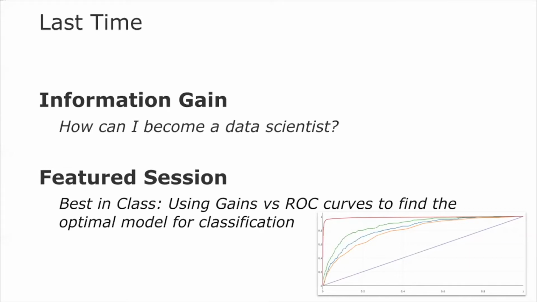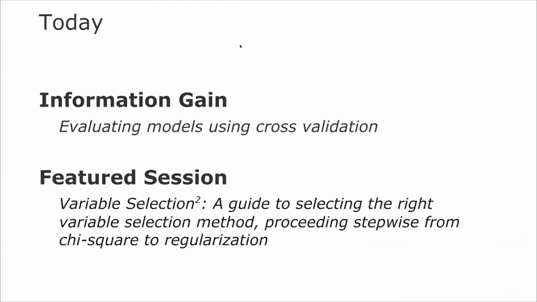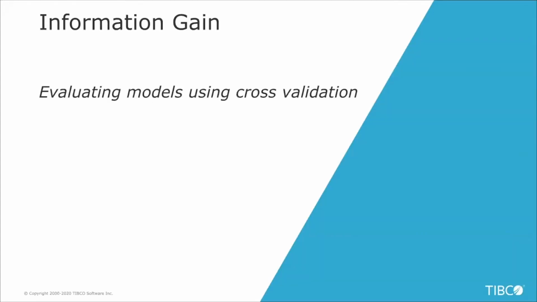Last week we covered, well, usually for the information game, we do a technical topic, but we actually covered recruiting and what makes a data scientist and how to become a data scientist. And our featured session with Tomasz was on using gains and ROC curves and confusion matrices to find the best model for classification. Today, we're going to do a quick info gain on how to evaluate models using cross-validation. And that'll then lead into our featured session, which is about variable selection and how to select the best variable selection technique. And that's what Peter will be talking about. I want to give Peter as much time as possible to talk on an interesting and important topic, so I'll whip through the info gain pretty quickly.